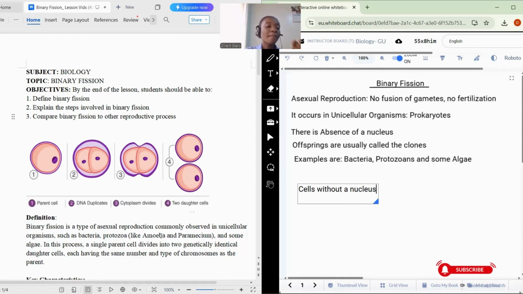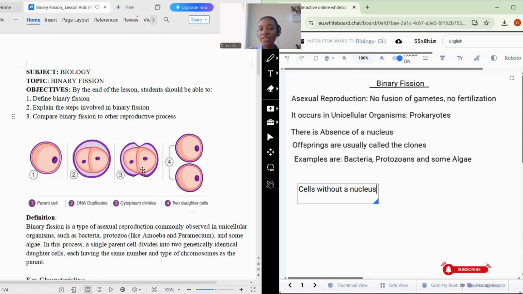But when you talk about meiosis, when you talk about mitosis, this is also a form of cell division, but it has to do with eukaryotes. That is, cells that have a definite nucleus. Okay, let's go further. When we talk about this cell division, we've made mention of the kind of organisms that exhibit this form of reproduction. This is simply how these organisms are able to multiply or reproduce.